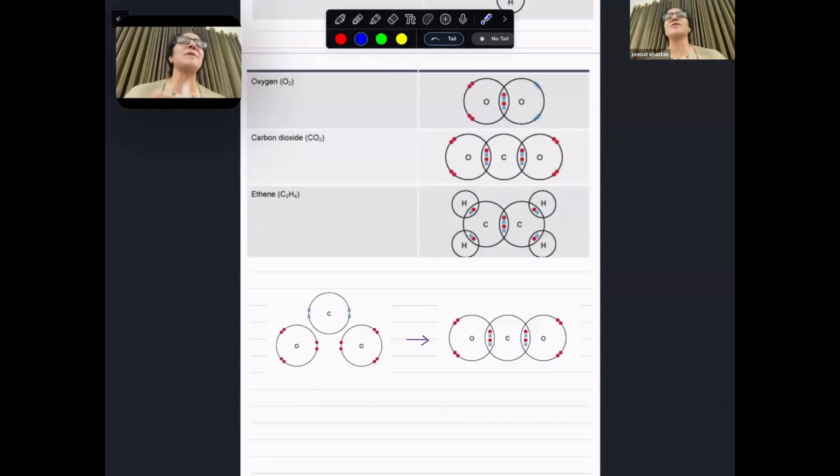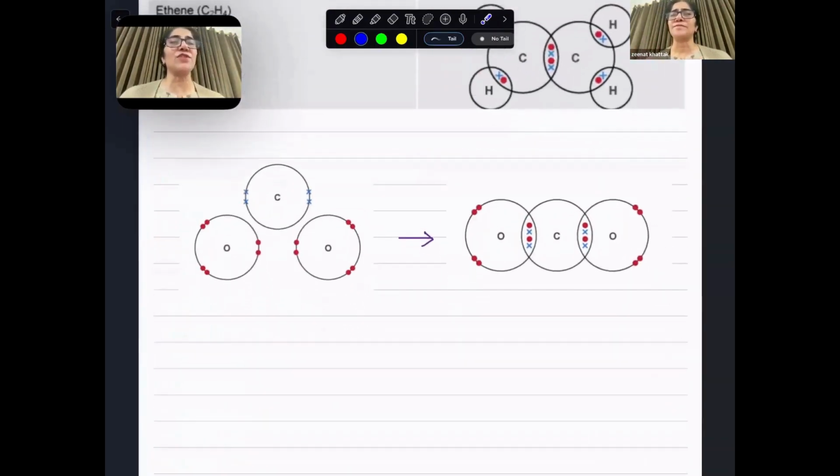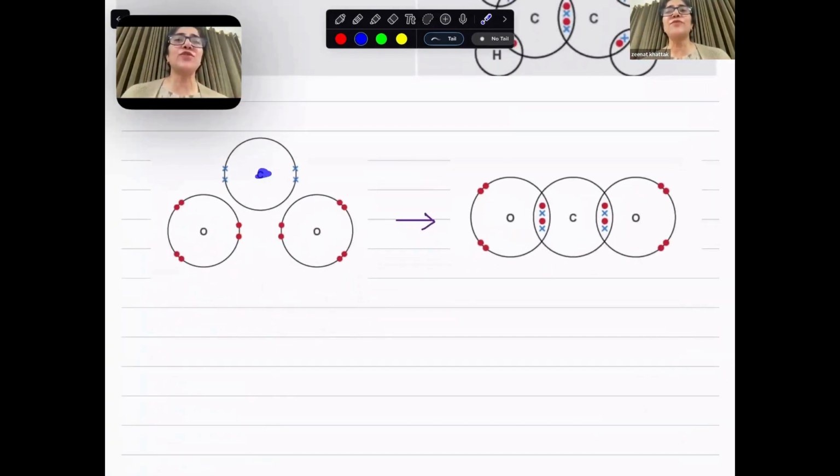If you see carbon dioxide, this is very repeatedly asked. Oxygen I have explained in detail. In carbon dioxide, this carbon is of group 4, so it needs how much? 1, 2, 3, 4, so it needs a further 4, right? And group 6 needs how much? 2. So carbon needs 4 electrons, and each oxygen needs 2 electrons to become 8.